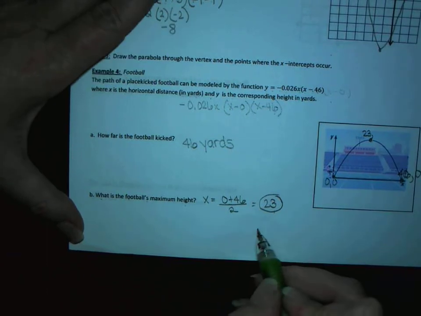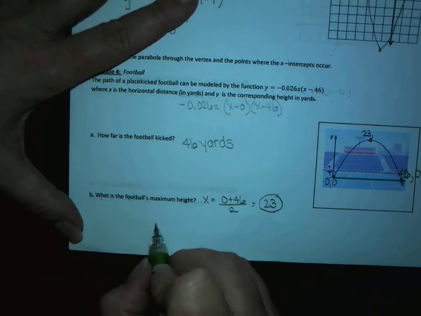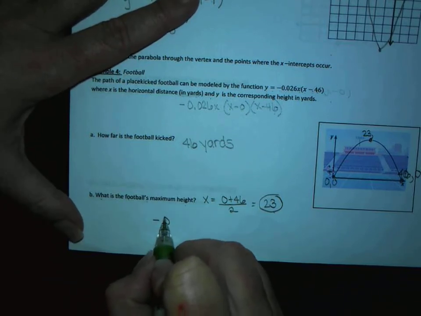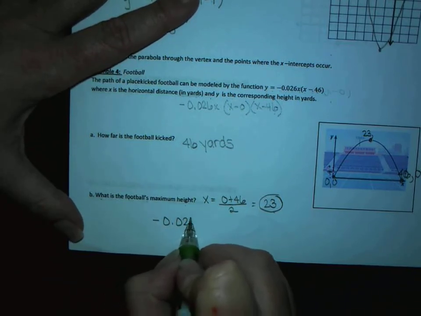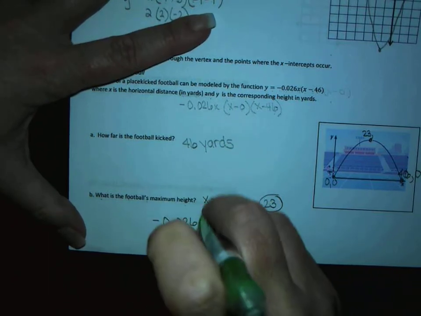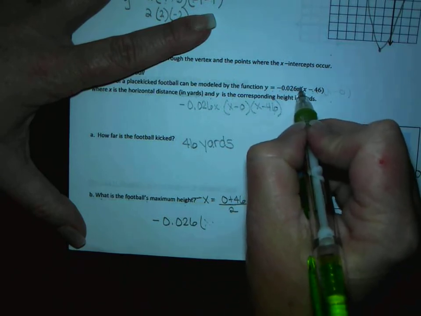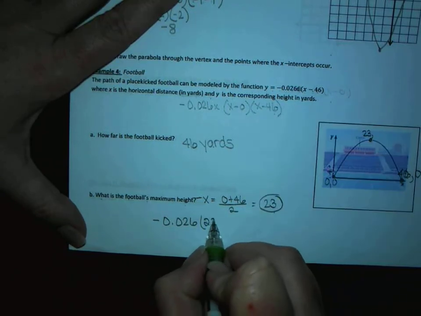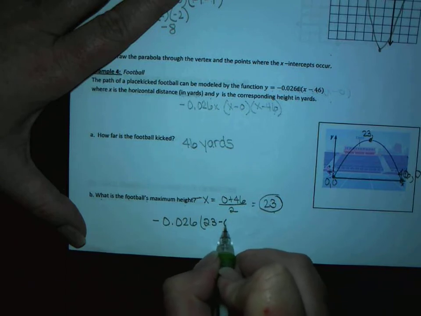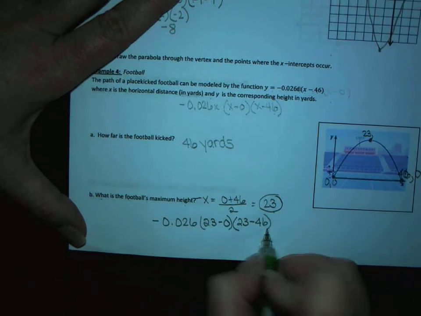Then we need to go ahead and find our Y, so we're going to plug it back into the equation: negative 0.026 times X minus, oh, it should be 23 minus 0, I should say. You know what, this is a goof right here. I apologize. Let's go ahead and take that out, a slip of the finger. You guys have to be patient with me. Okay, and then 23 minus 46.